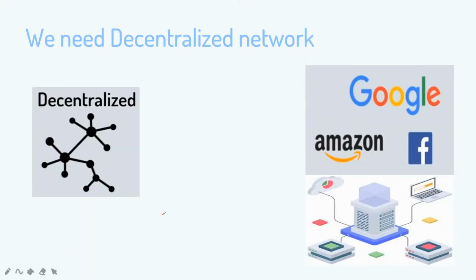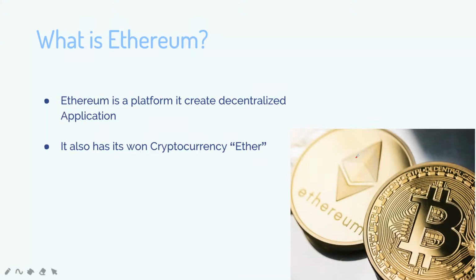So first of all, we need to know what a decentralized network is. A decentralized network is nothing but a network where those who are in it act as the servers, not like Google or Facebook or Amazon. Okay, so that is the decentralized network. So here you can see what Ethereum is. Ethereum is a platform to create decentralized applications. Using the Ethereum platform only, we will create our decentralized application.